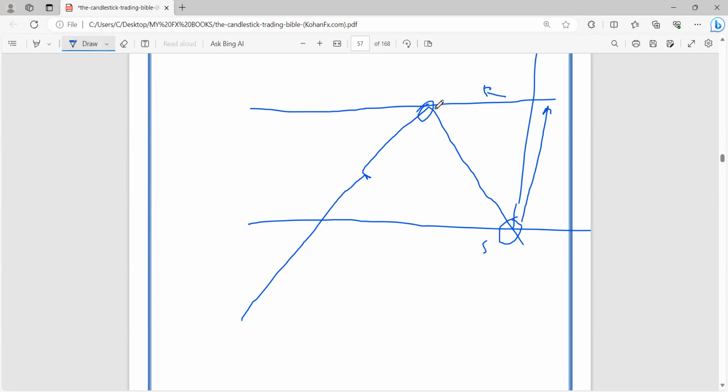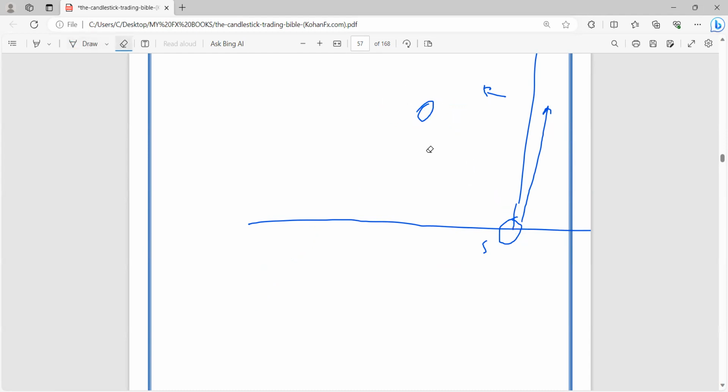Because, in short, resisting just means preventing something from going any further. So this level was acting as a barrier, preventing the market from moving any further and putting it back down to that level, to our support level. Now, these are formed at levels.